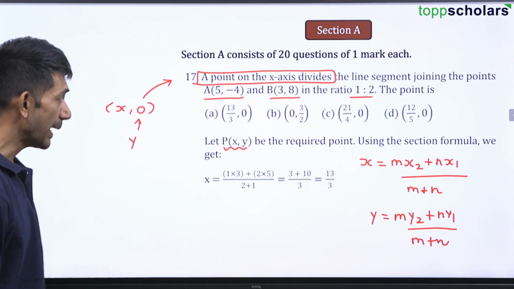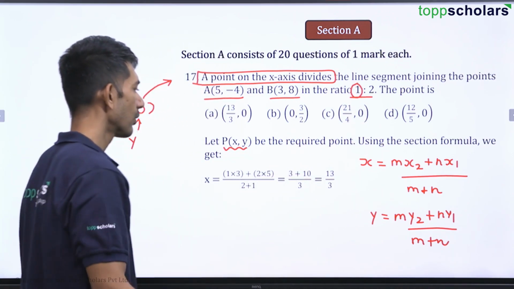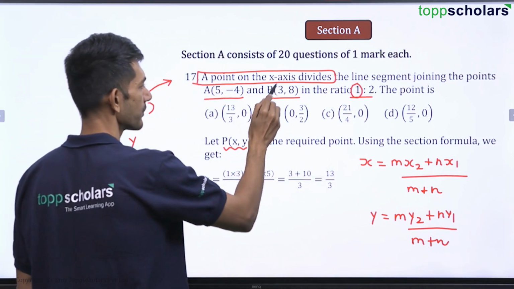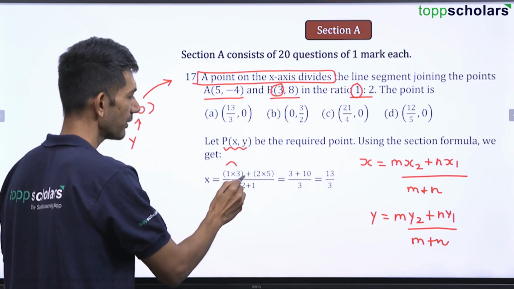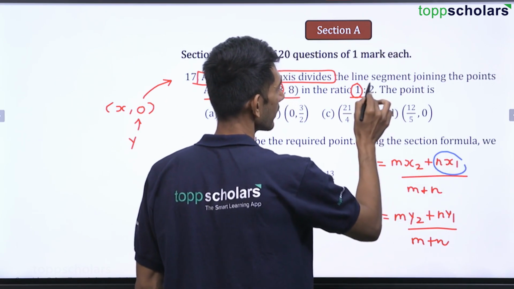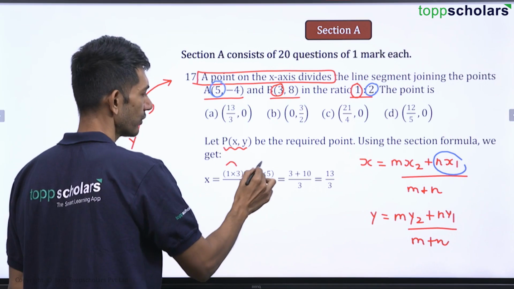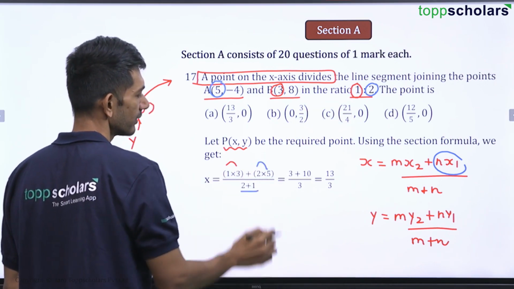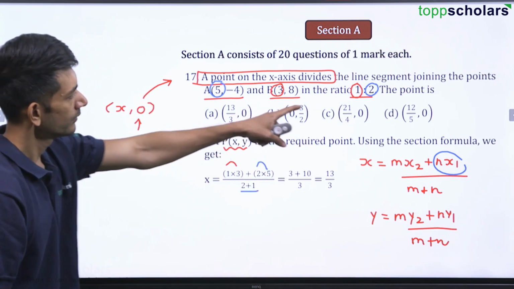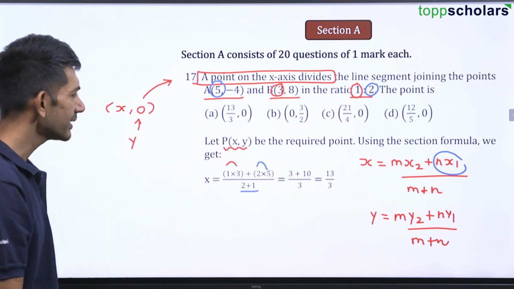So x is equal to mx2. What is m? m is 1. What is x2? x2 is 3. So 1 into 3 plus nx1. n is 2, x1 is 5. So 2 into 5 by m plus n, that is 1 plus 2. So you solve this further, you get 13 by 3.